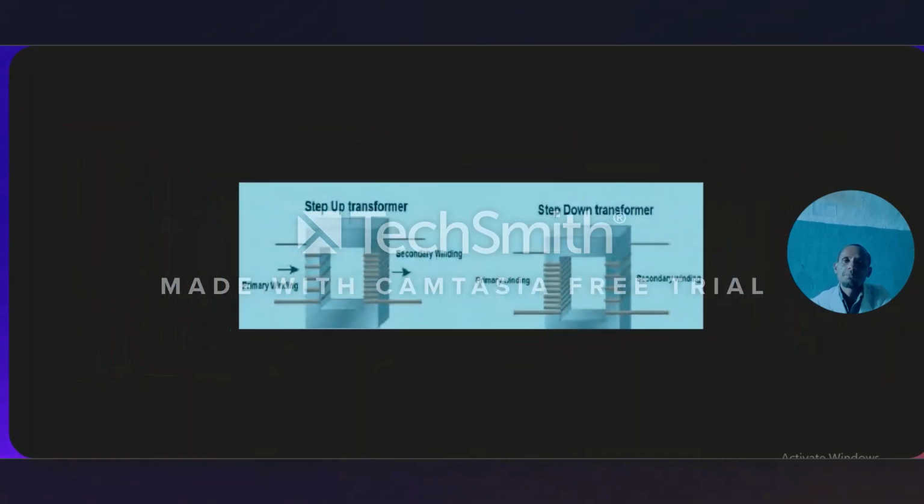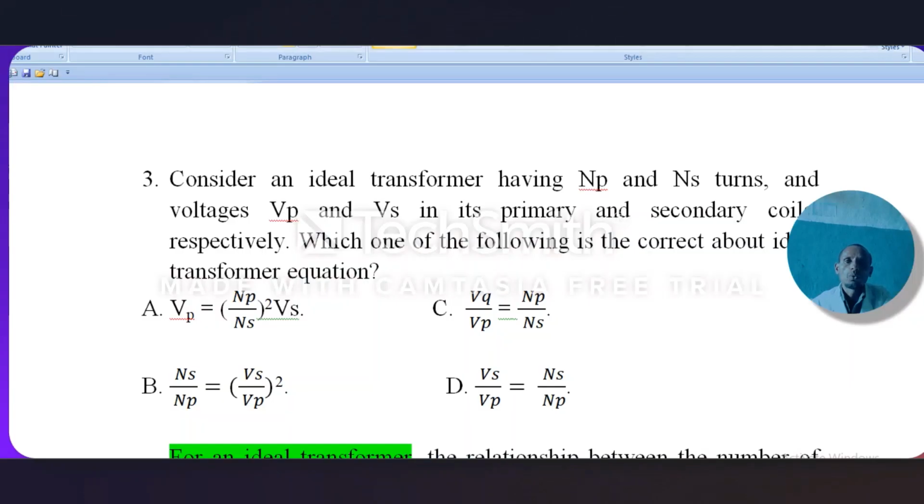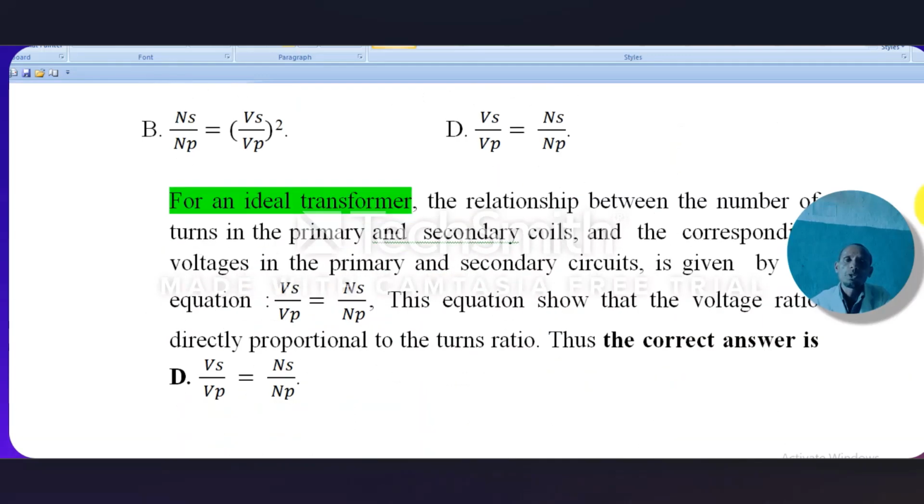When we come to the solution, our question says to consider an ideal transformer having Np as the number of primary coil turns and Ns as the number of secondary coil turns, and voltages Vp and Vs across the primary and secondary coil respectively. Which one of the following is correct about the ideal transformer?